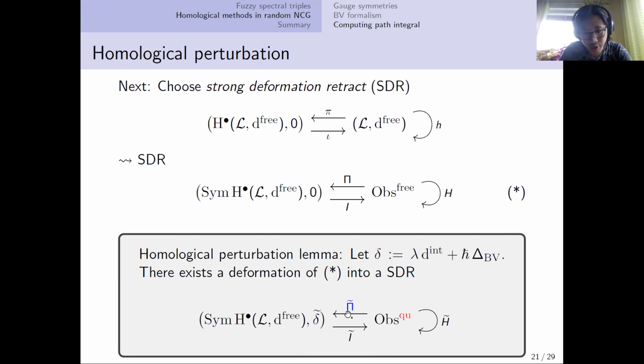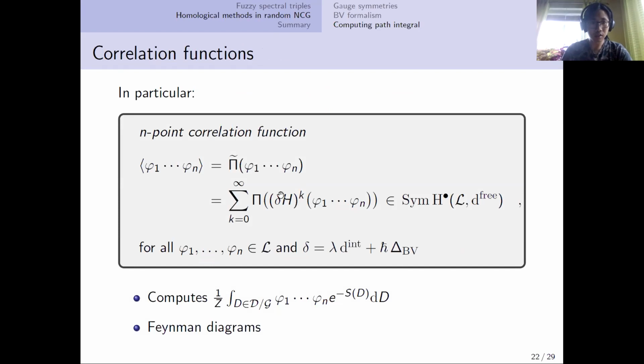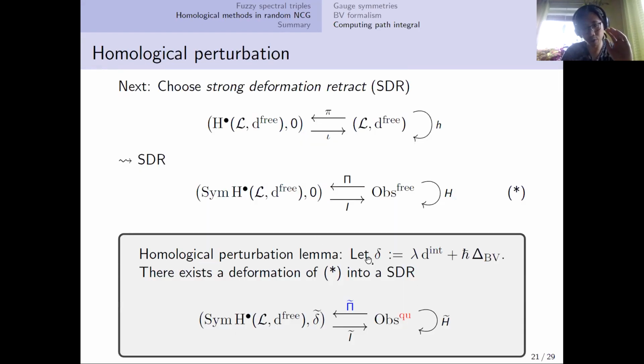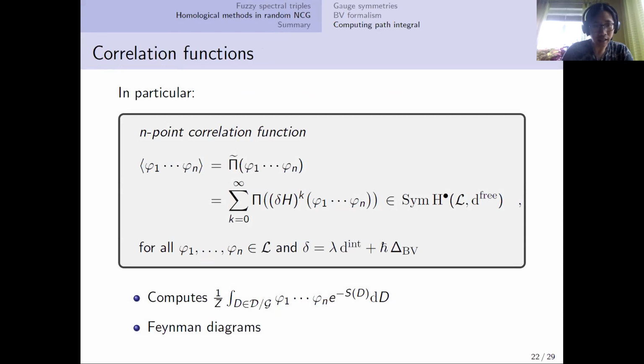So in particular, we're interested in this map. If you didn't really follow this part, it's okay, because the important part is this map pi here, of which there is an explicit formula, which I will show in the next slide. This pi is some kind of projection, which should project down to cohomology somehow. And this is what gives us our n-point correlation functions.